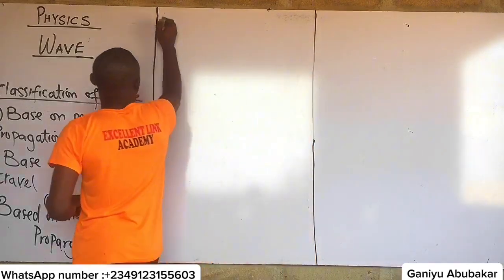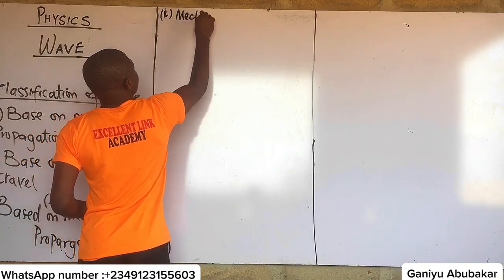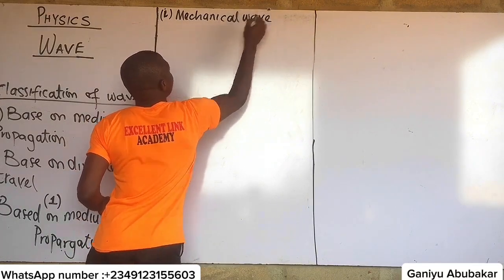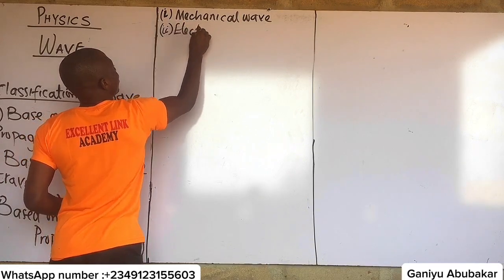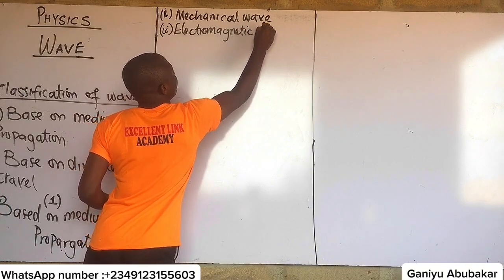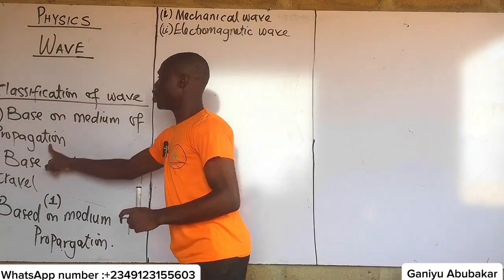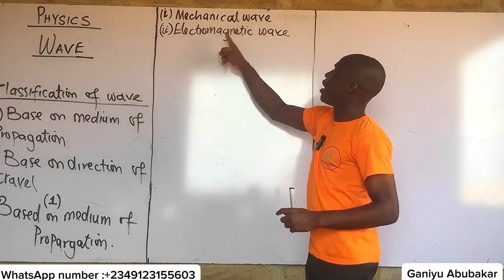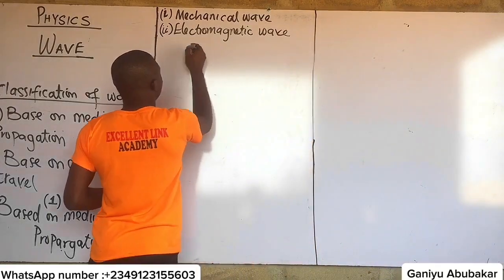So we have number one there, let me call it I, the mechanical wave. Number two there, II, we have the electromagnetic wave. So when it comes to based on medium of propagation, there are two types of wave: the mechanical wave and the electromagnetic wave. Let's define these one after the other.